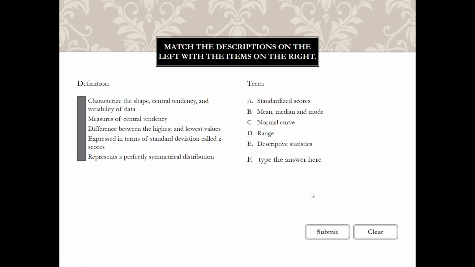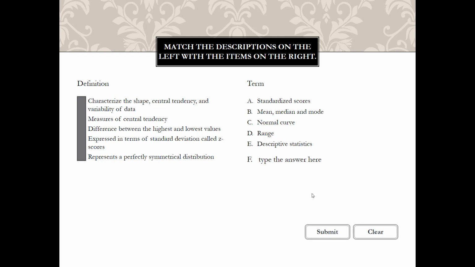So now I'd like you to match the description on the left with the items on the right. Just see how you do with these definitions. So, characterize the shape, central tendency, and variability of the data. Is it A, B, C, D, or E? Measure of central tendency. Which response best describes measures of central tendency?